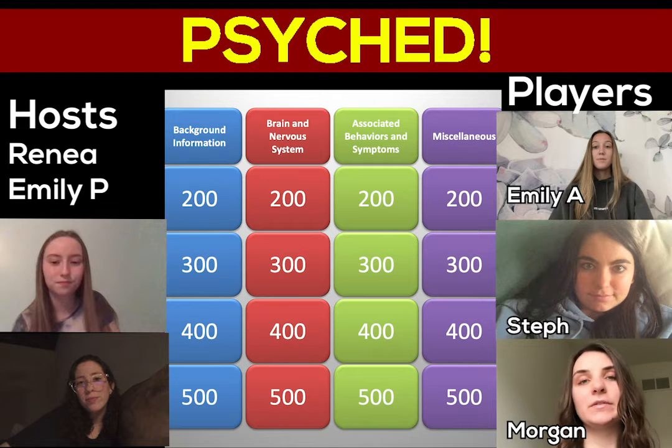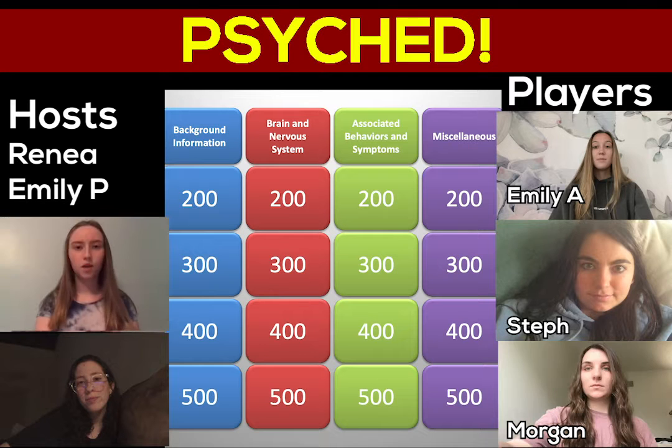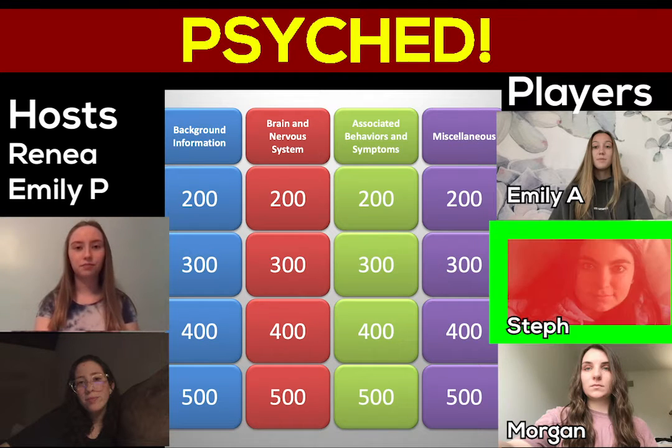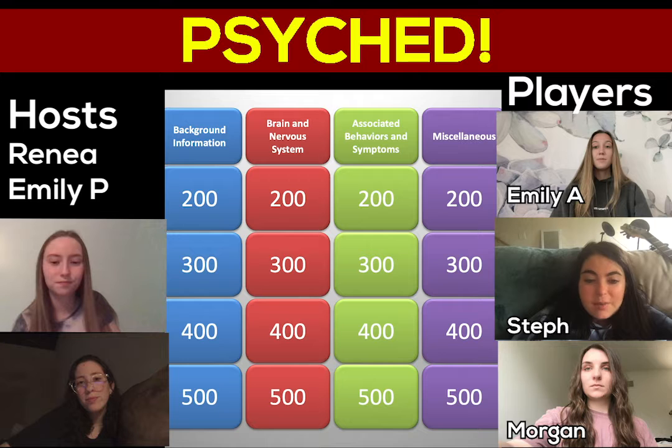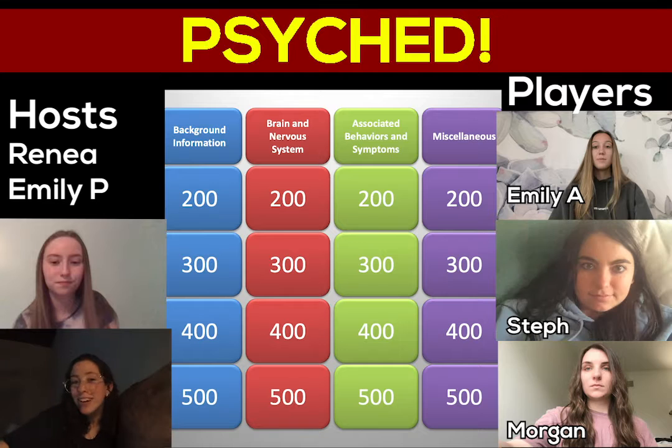I'll take brain and nervous system for 200. What is myelin sheath? Go ahead, Steph. Myelin sheath is a combination of lipids and proteins that surround axons and helps insulate the axons from one another. That's correct. When people have MS, their immune system damages or destroys this myelin covering, which impairs how neural signals are sent through the body.